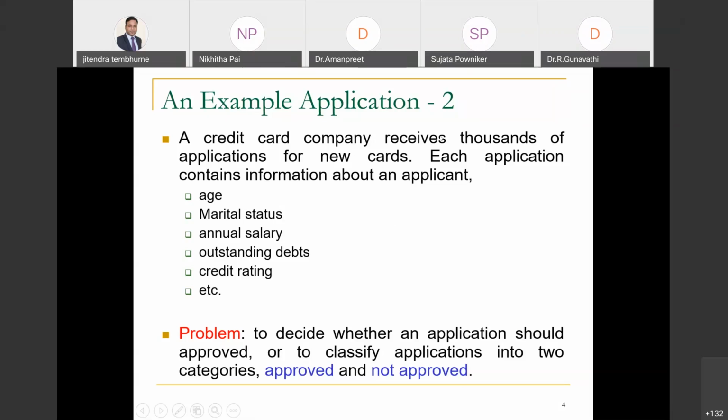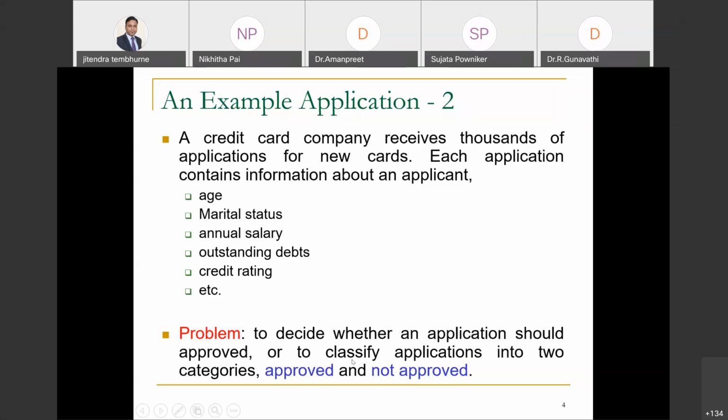So here thousands of applications are received by the bank or the credit company, and in those applications many data values are available, like age, marital status, annual salary, outstanding debt, credit rating, and so on. These many parameters help us to take a decision at this particular instance. The problem here is that we have to decide whether an application should be approved or not approved, whether the person can get a credit card or cannot get a credit card.